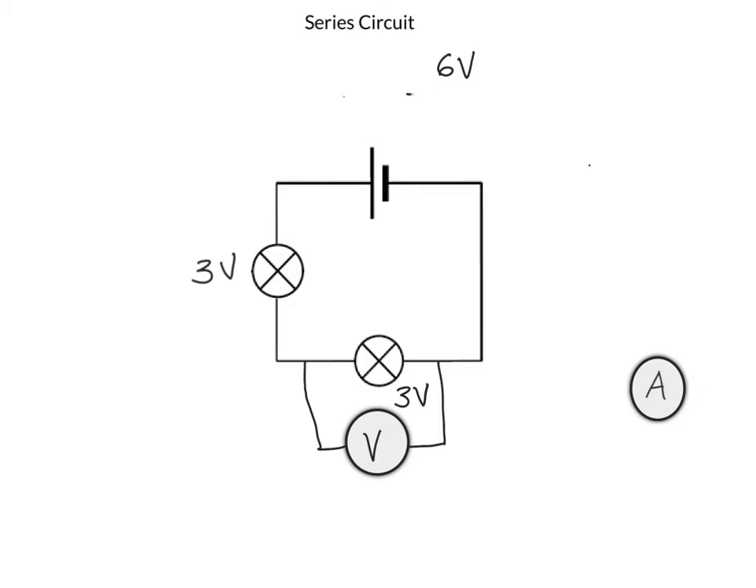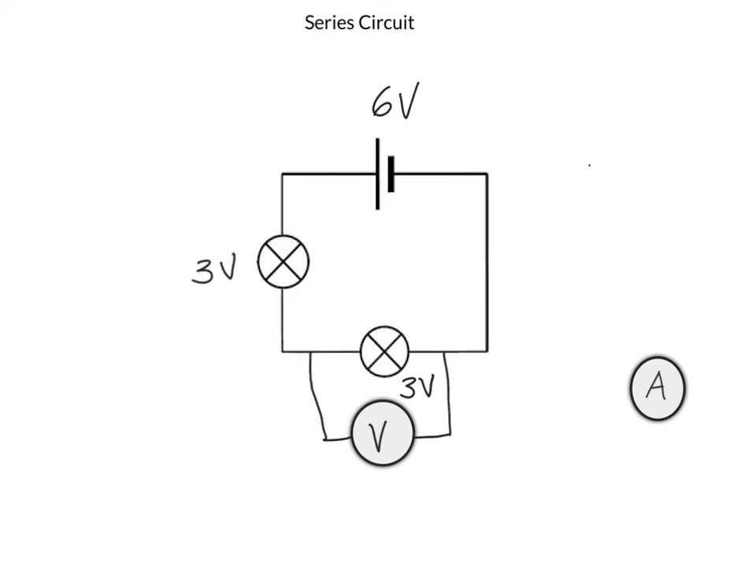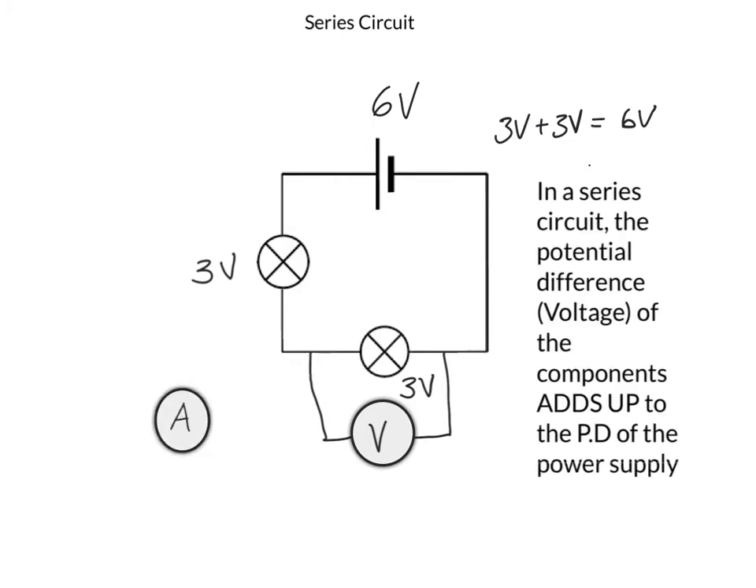So, what's the rule about potential difference in a series circuit? We can see that the potential difference, or the voltage rating of the two bulbs, adds up to the total voltage coming out of the cell or the power supply. 3 volts plus 3 volts equals 6 volts. This rule is a little bit longer, but basically it says that in a series circuit, the potential difference, or the voltage of the components, adds up to the potential difference of the power supply. So 3 volts plus 3 volts makes 6 volts.